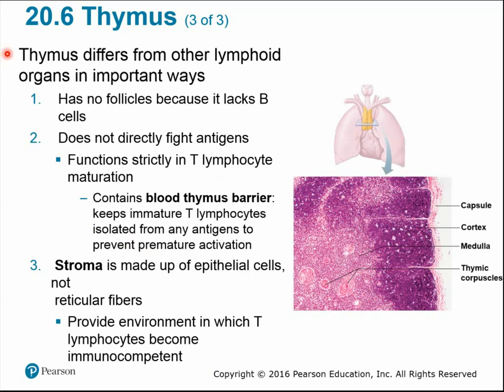So the thymus is a little bit different from the other lymphoid organs we've talked about in a few important ways. So first of all, it has no follicles, right? Because the follicles, those germinating follicles, germinal centers, are where the B cells develop, right? So B cells aren't found in the thymus, so we don't need any follicles. Another difference of the thymus is that it doesn't directly fight antigens. So the other lymphoid organs had lymphoid cells that work to filter the lymph fluid to attack pathogens, prevent infections. The function of the thymus is only for T cell maturation.